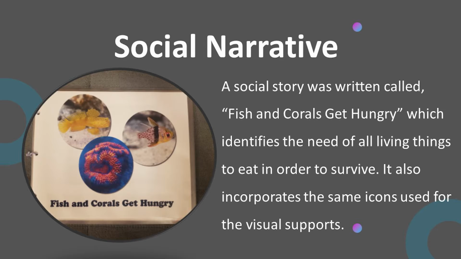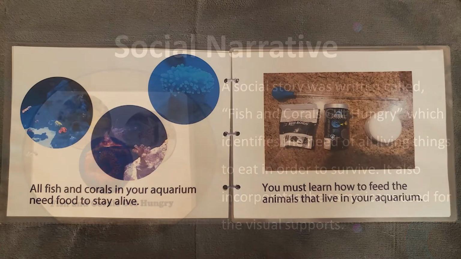A social story was written called Fish and Corals Get Hungry, which identifies the need of all living things to eat in order to survive. It also incorporates the same icons used for the visual supports.